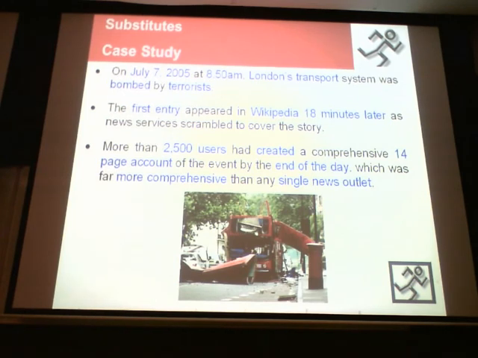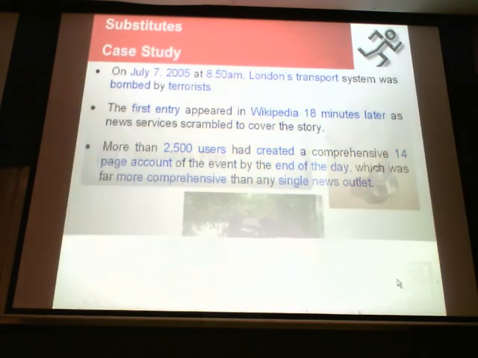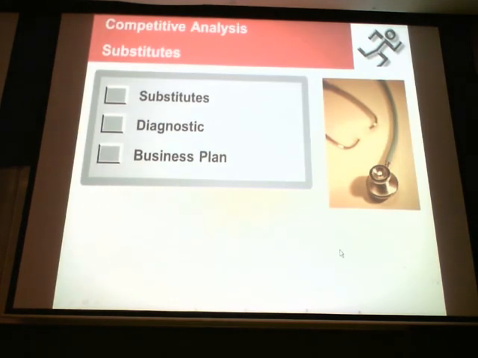Just to give you an example, on July 7th in 2005 at 8:50 a.m, the terrorists bombed the London transport system. Within 18 minutes, Wikipedia had the first entry. 2,500 users created 14 pages of the account by the end of the day, which was far more comprehensive than the old traditional news outlets. So again, when you're considering competitors, think indirectly, not just directly. Have a break for 15.